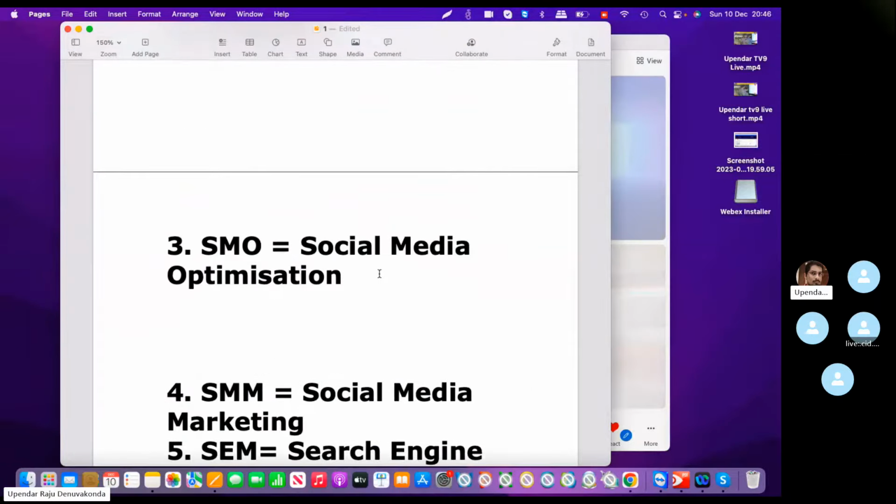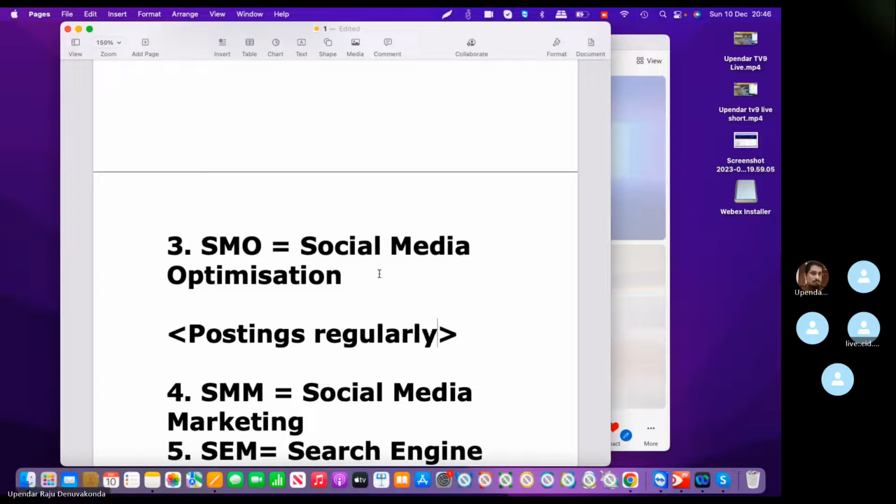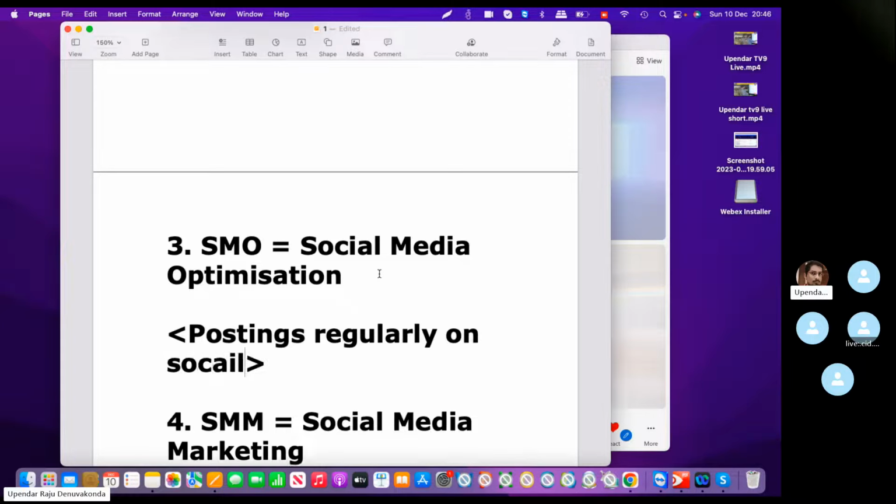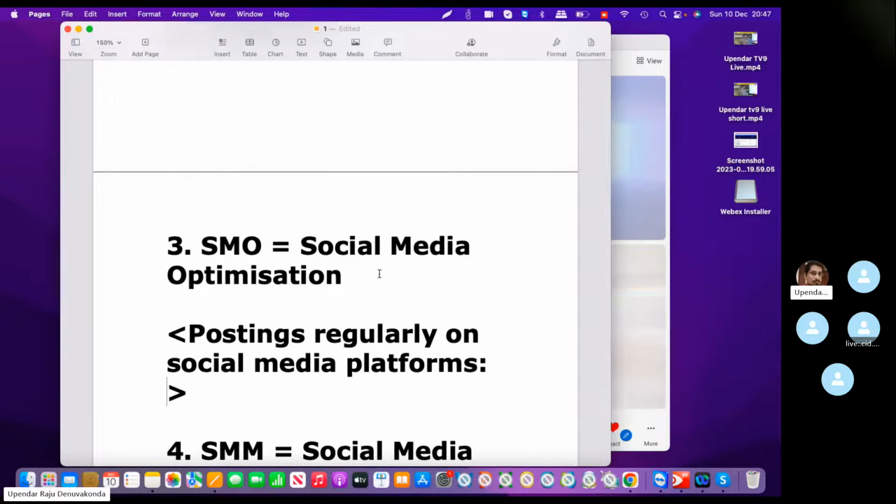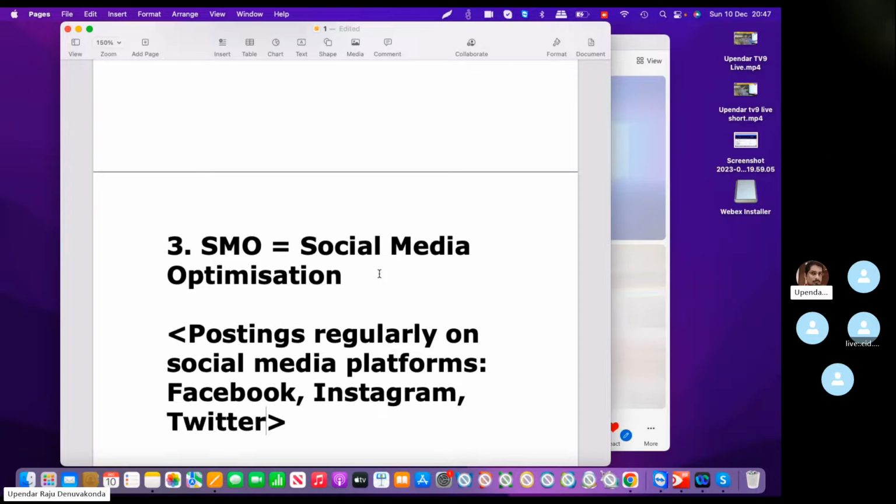Next, social media optimization. This is just maintaining a presence, or posting regularly, on social media platforms. And what are the platforms I told before? I told Facebook, Instagram, Twitter. Why am I saying only these four? Because these four platforms have the most user base.